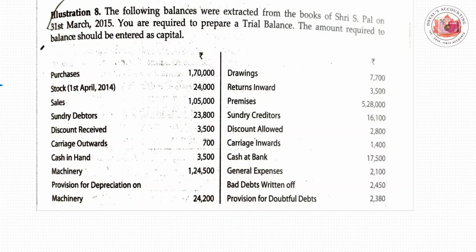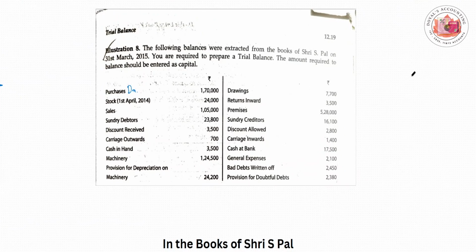Okay, so my first item is purchases. Purchases will come on my debit side. It has a debit balance. Stock, they have clearly mentioned 1st April 2014. That means this is the balance of the opening stock. It will also come on my debit side.